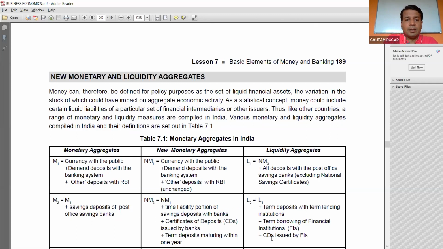Monetary aggregates, basically, which we need to know are M1, M2, M3, M4. M1 is what? Currency with the public, with you and me in the form of notes and coins, plus the demand deposits with the banks, plus other deposits with RBI. M1 is a narrow approach, remember. Narrow money is M1 because the value of M1 would be very less.